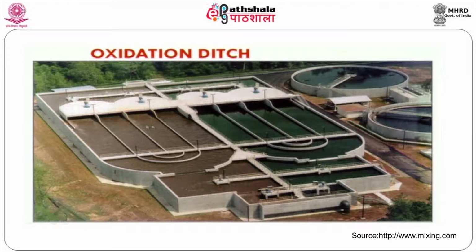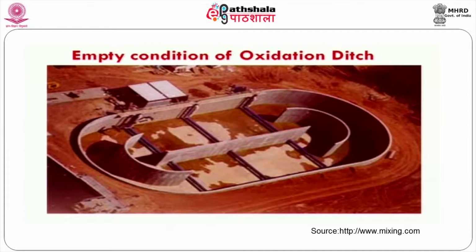So, this is the actual diagram of oxidation ditch. So, this is the reactor setup we have. Here we have cage rotors provided. At the downstream side, we have solid liquid separator. With the help of the solid liquid separator, we can segregate active microbial population from the reactor.